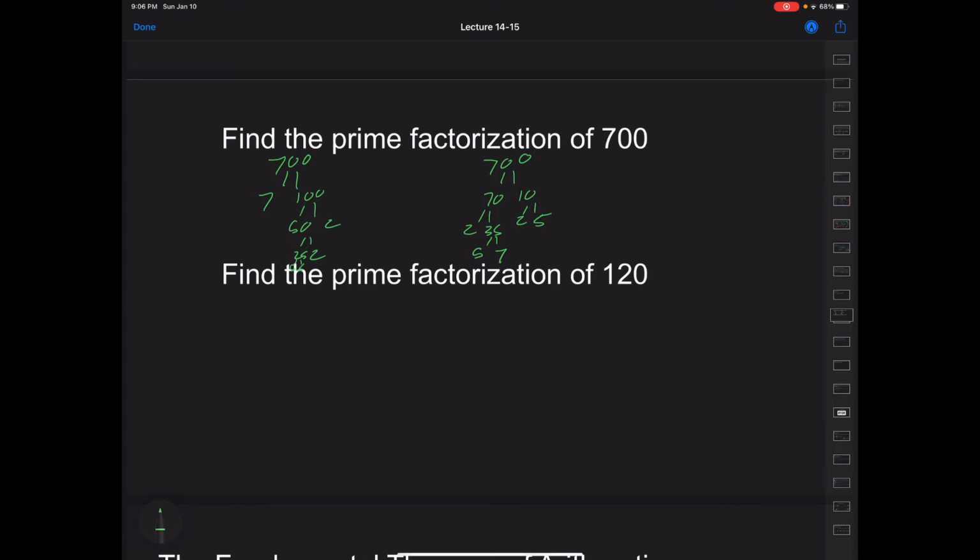So no matter how you start, you still end up with 2 2s, 2 5s, and a 7. No matter how you split it up. That is 700.